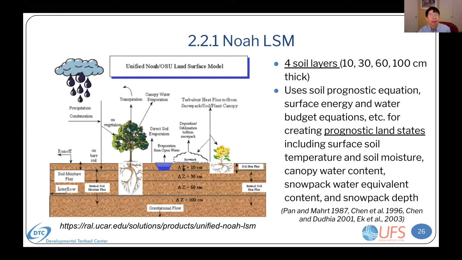Now let's look at the Noah land surface model. It has four soil layers and uses the soil prognostic equations to calculate the surface energy and water budget, also surface soil temperature, canopy water content, snowpack water equivalent, all kinds of surface variables.